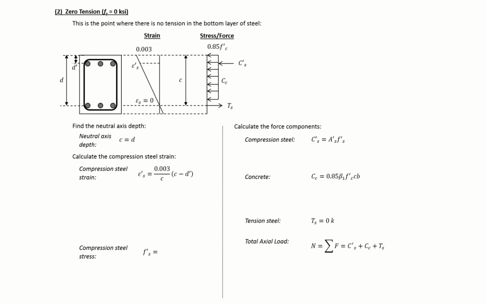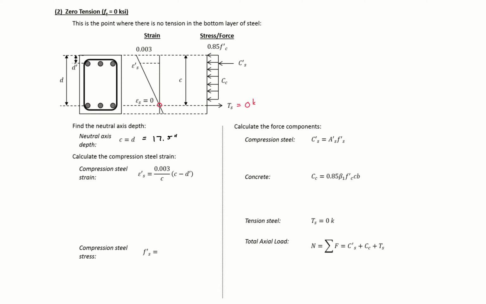Our next point is where we have zero tension in our bottom steel. So the strain in our bottom steel is equal to 0, and so our tension force here is equal to 0 kips. We know then that the neutral axis depth is just equal to d, which is equal to 17.5 inches.